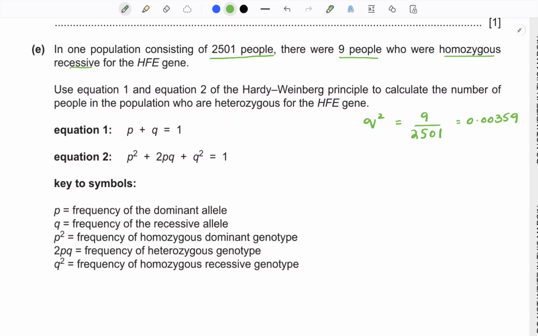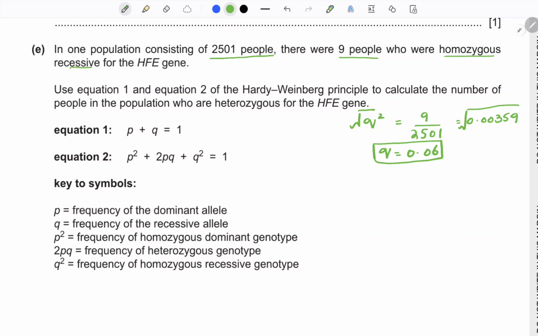0.00359. Right. Now after that we have to find out the value of q, for which of course you have to take the square root of this. Now the square root of this gives us 0.06. That is the first thing that you need to calculate in order to proceed with this question.